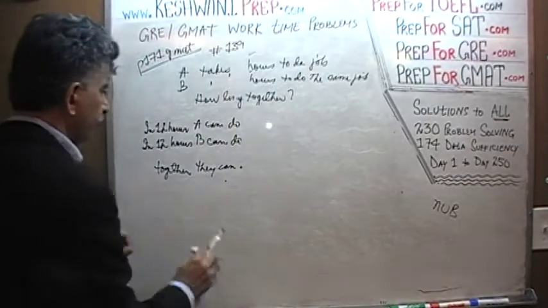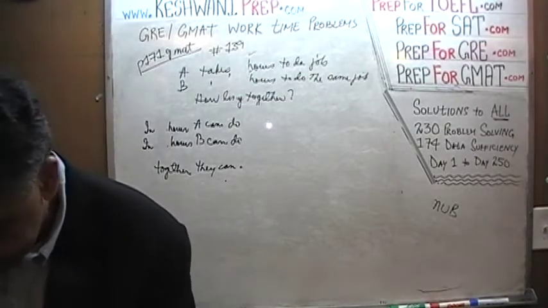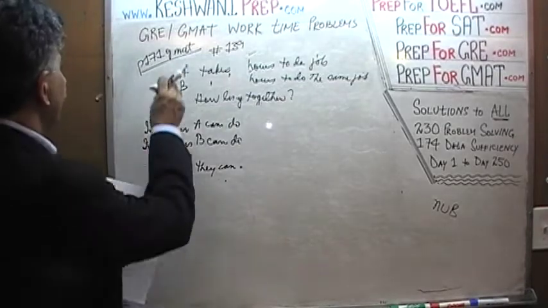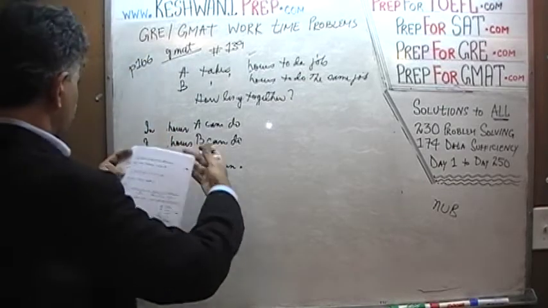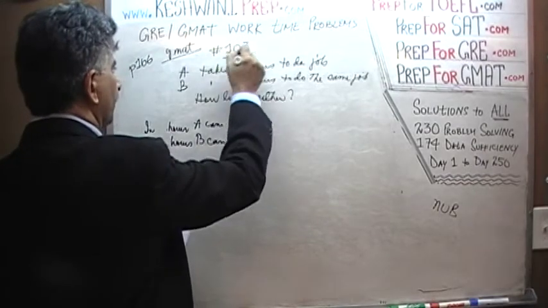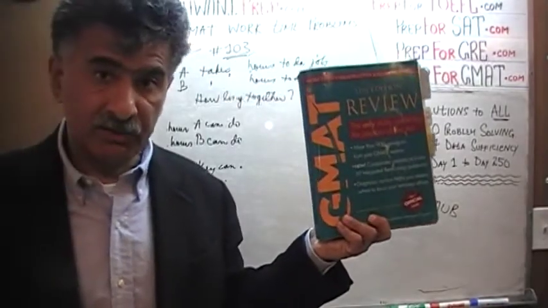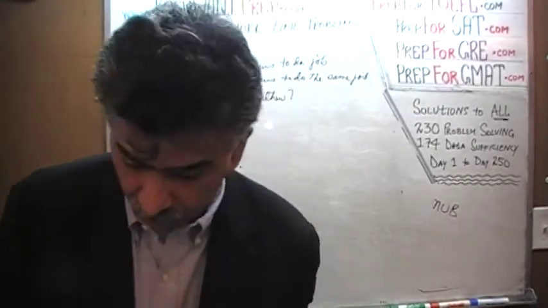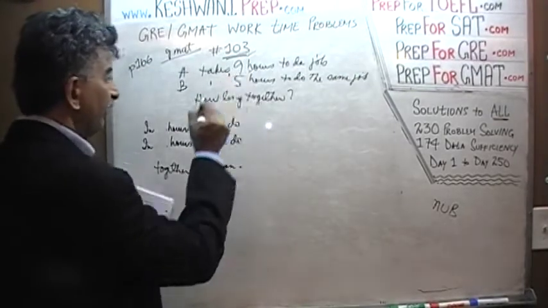Here's the second problem. The second problem is also a GMAT problem. It comes from page 166, number 103, something that we have already done. Again, turn to this GMAT book, page 166, and the problem that we are about to do is problem number 103. Here's what we are told. A can do a job in 9 hours. B can do the job in 5 hours, we are told.